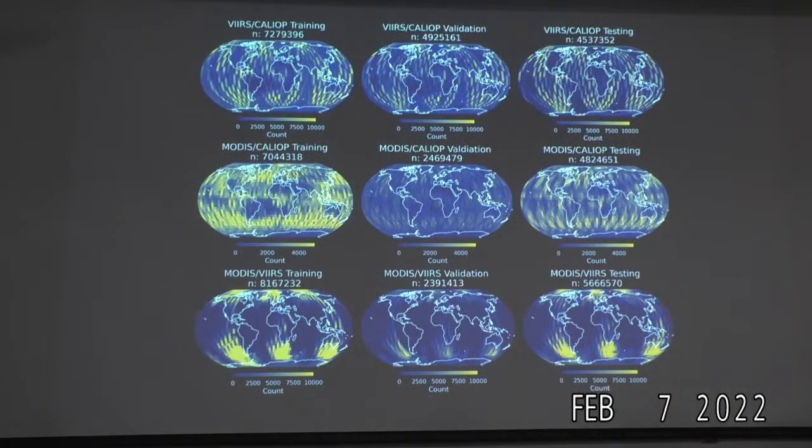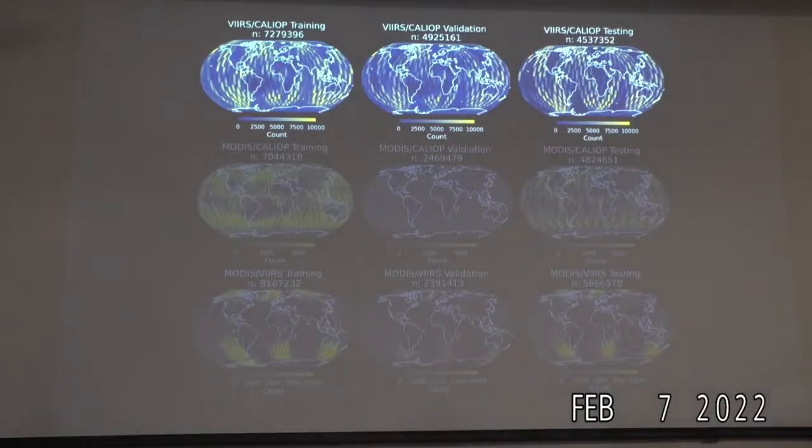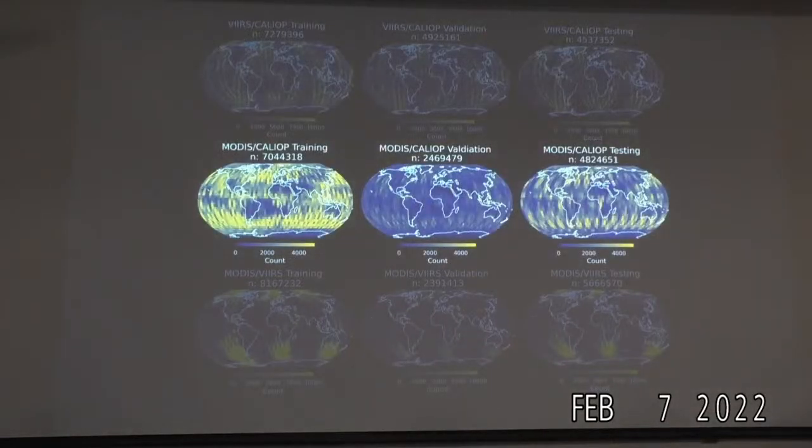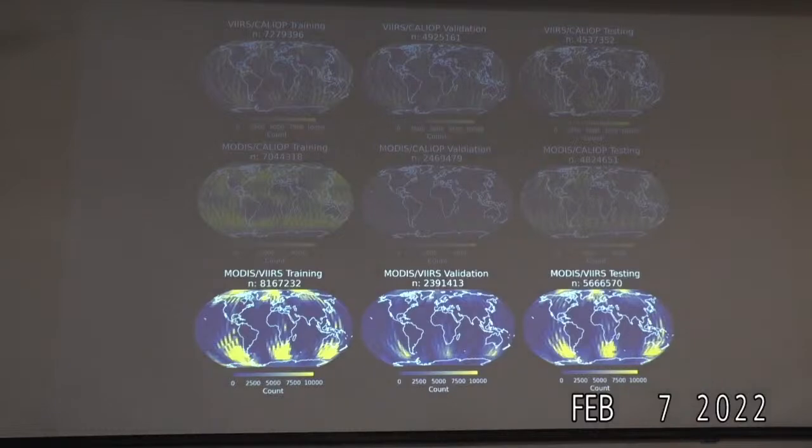Okay, this is the geographic distribution of all three data sets we use: train, validation, testing. From top to bottom, it's VIIRS and CALIOP, MODIS and CALIOP, and the bottom is MODIS and VIIRS. So the bottom row is not what I would call globally representative. And I'll talk about that a little bit later.